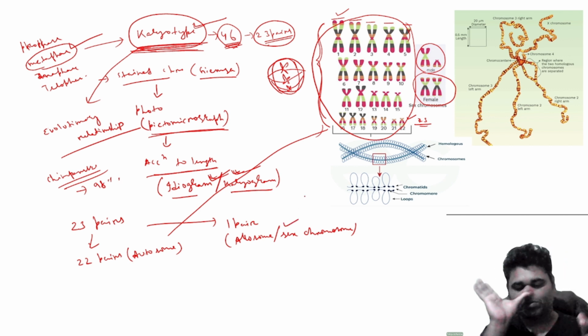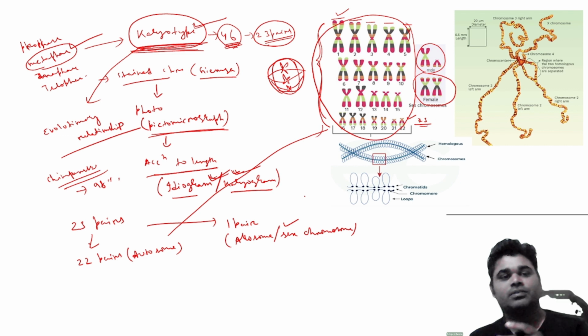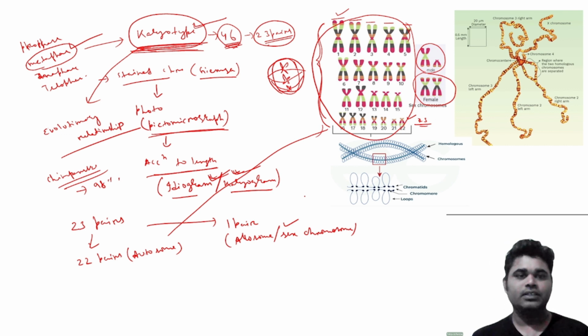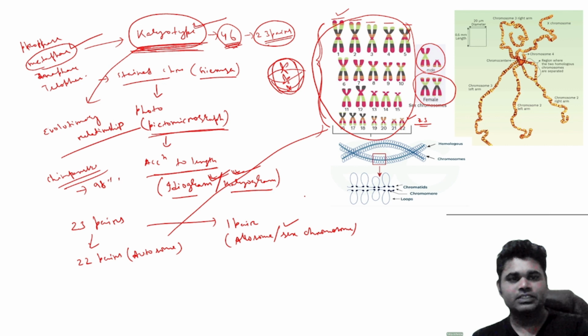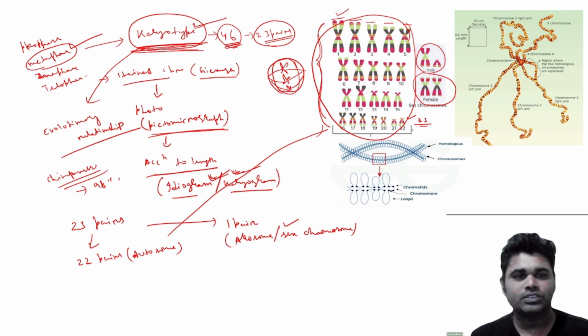That means this chromosome determines the sex of the human being. It determines whether the human being is going to be male or female. It is determined by the sex chromosome. Look at this structure. This is the female sex chromosome and this is the male sex chromosome.